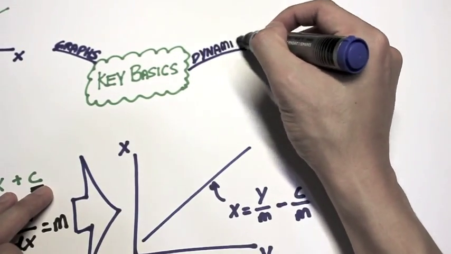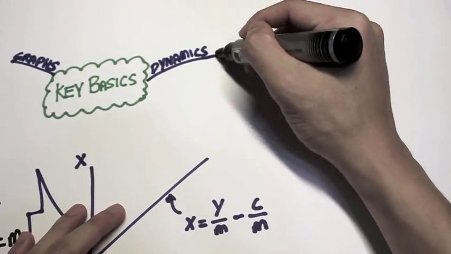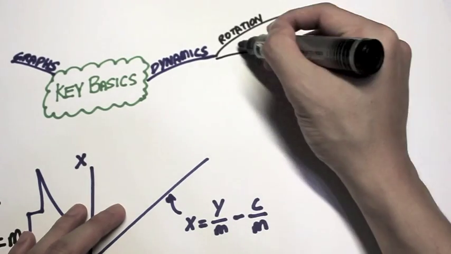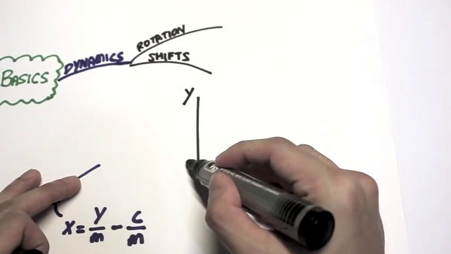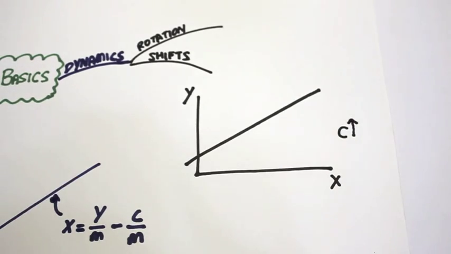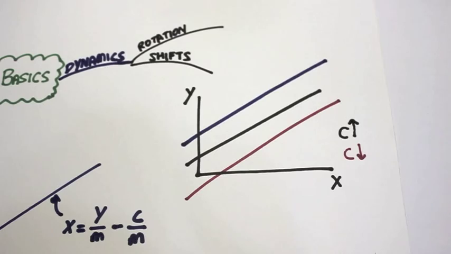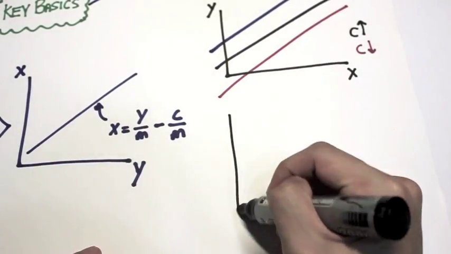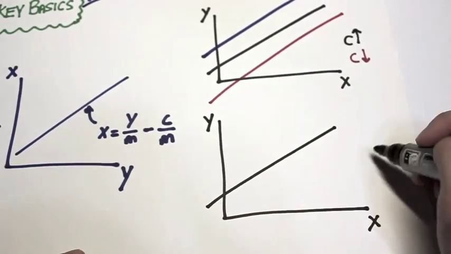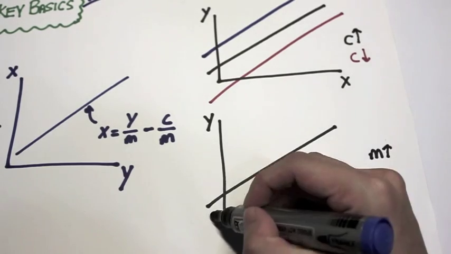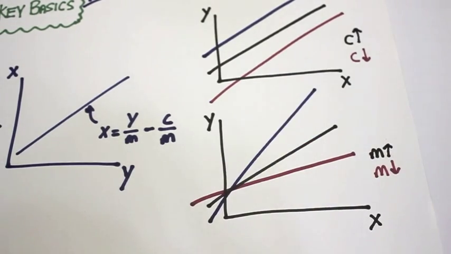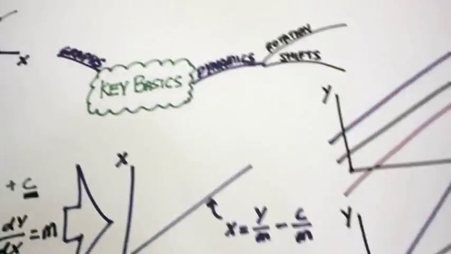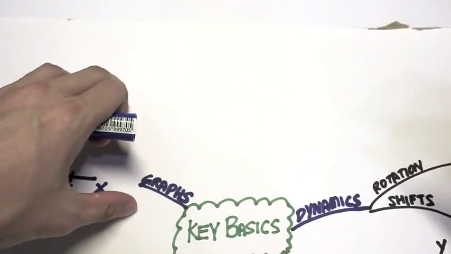The next thing that we're going to talk about is the dynamics of that curve that we just drew. We have got rotations and we have got shifts. Let's talk about shifts first. When we talk about shift, basically what it means is that the c changes, so the y-intercept is going to change. So as you can see, when it increases, it shifts up. When it decreases, it shifts down. What about rotations? It is basically a change in the gradient. If you have a higher m, you have a steeper curve, and you have a lower m, you have a flatter curve. So that's how the dynamics work.